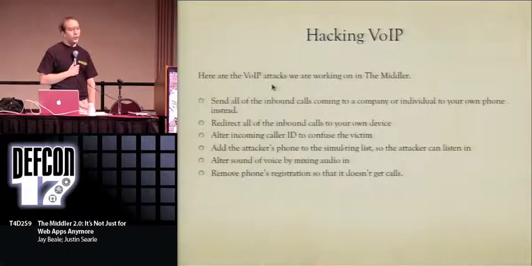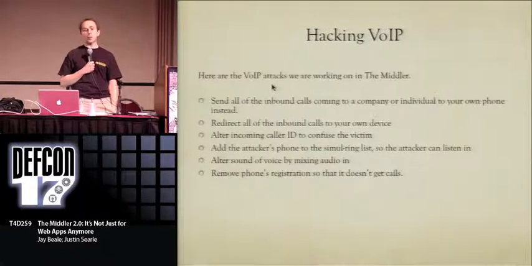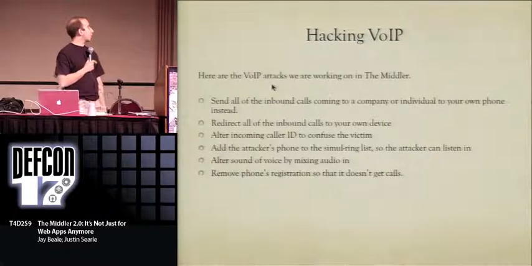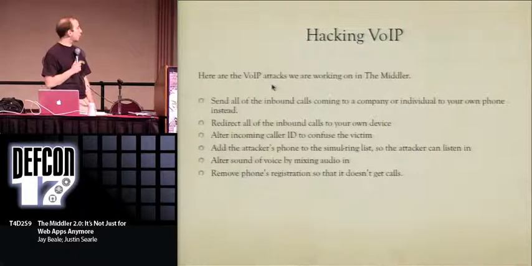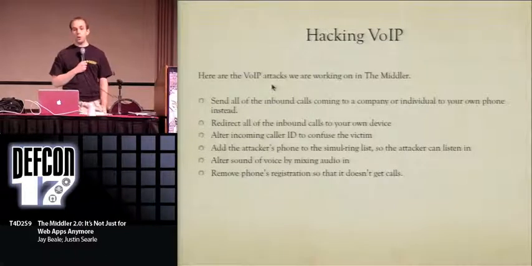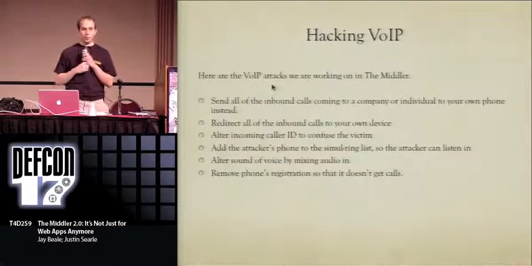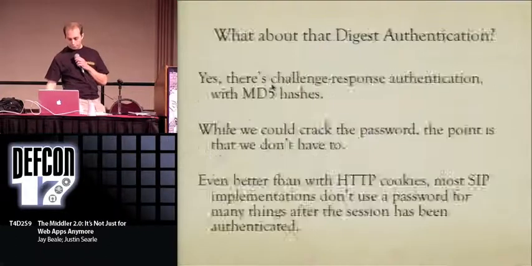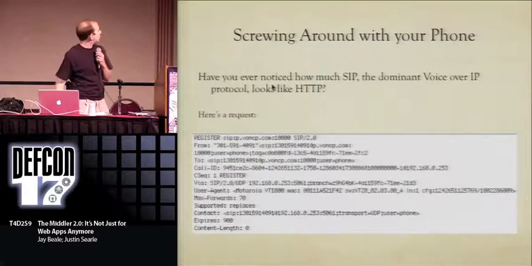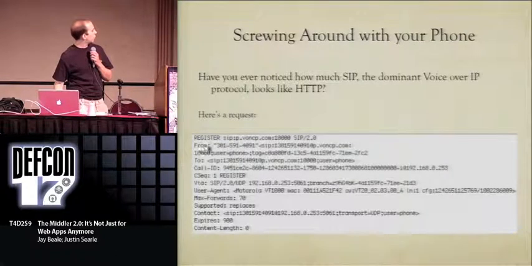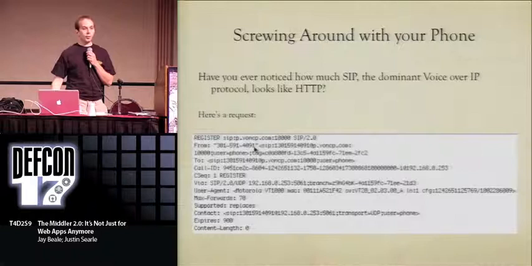So take all the calls that are going inbound and send them somewhere else. You could send them to my phone. You could send them to some other company's phone. You could just take them and swap all the extensions. Do whatever you want. You could redirect all of the inbound calls to one or several devices. You can alter the incoming caller ID, this is the easiest thing in the world. I don't know if you remember that header back there, but there's my phone number. From colon, in quotes, caller ID string. Change it to anything you want. That's what I'm going to see on my phone.